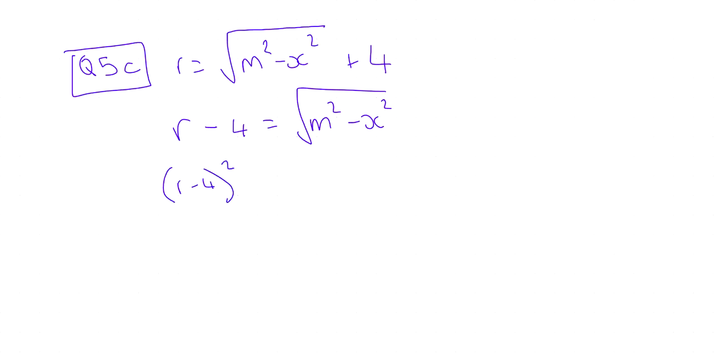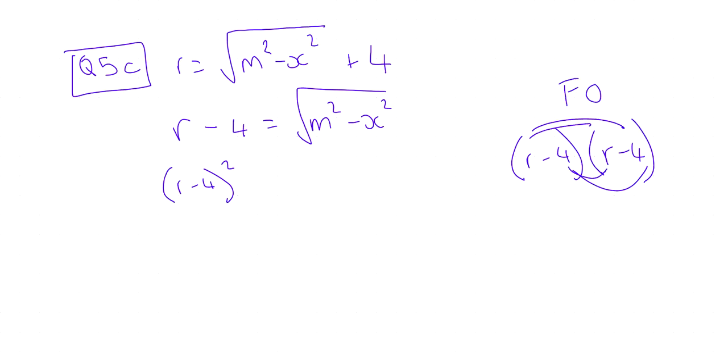Remember, this really means r minus 4 times r minus 4. And then you have to do your FOIL expansion. So you'd have r squared minus 8r plus 16. Now, you don't actually have to do this, so I'm going to get rid of that. You can just leave it like this.